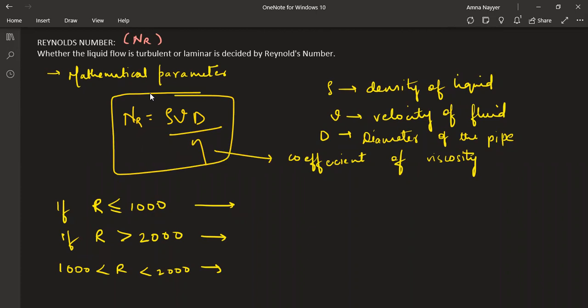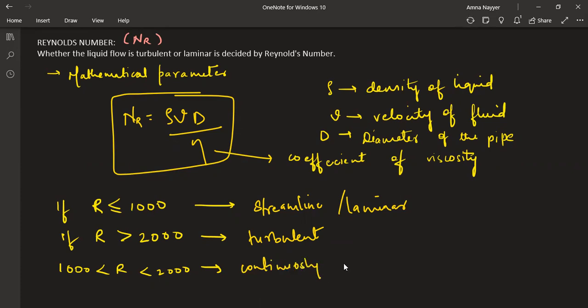If this comes out to be lesser than or equal to 1000, then it means the liquid flow is streamline or laminar. If this is greater than 2000, then that is turbulent. And if it is somewhere between 1000 and 2000, it means it is shifting continuously between streamline and turbulent, meaning sometimes streamline, sometimes turbulent, then again back to streamline.